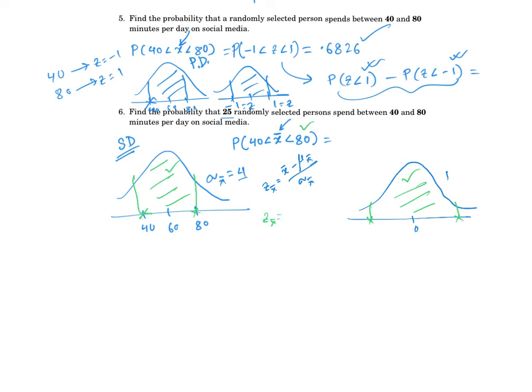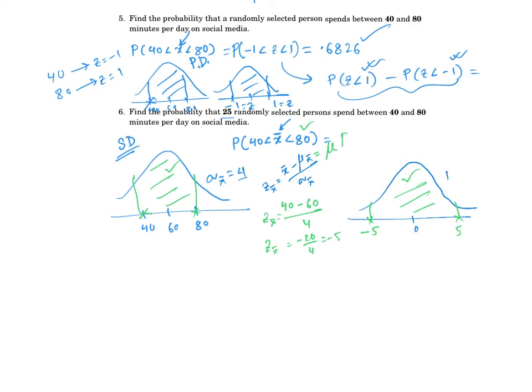X bar is 40, minus mu sub x bar, which is mu by the first conclusion of the central limit theorem, which is 60, divided by 4. So z sub x bar is going to be 40 minus 60, which is negative 20, divided by 4, which is negative 5, right? So this is going to be negative 5. And by mirror imaging, because it's symmetric, this is going to be positive 5.